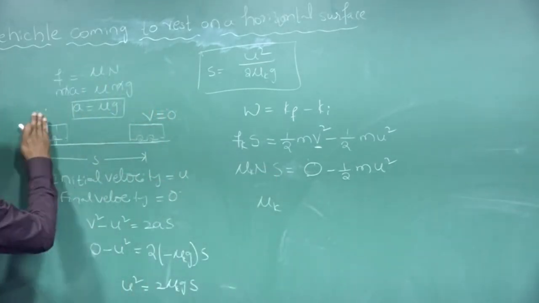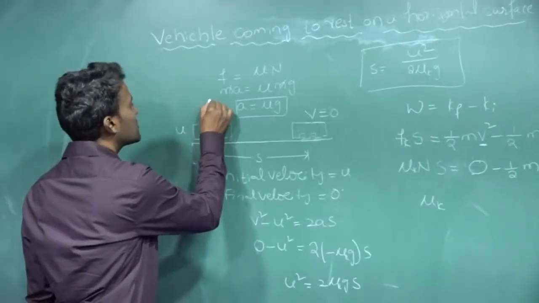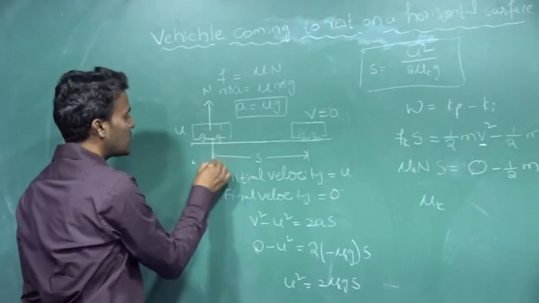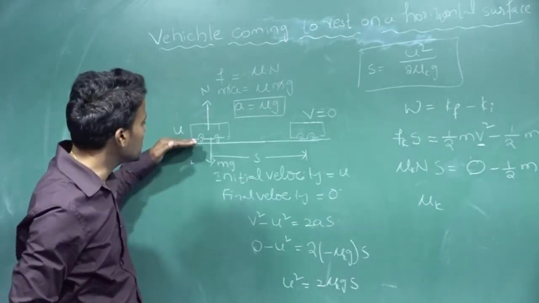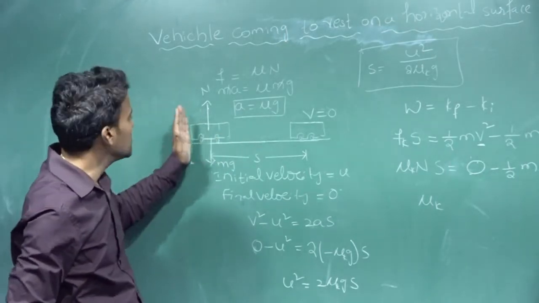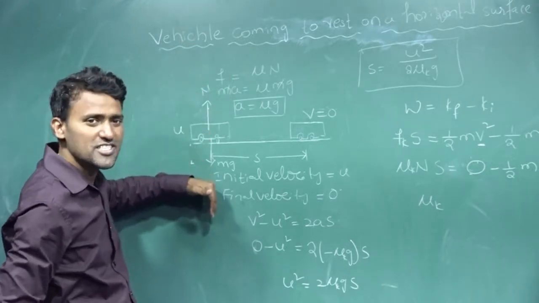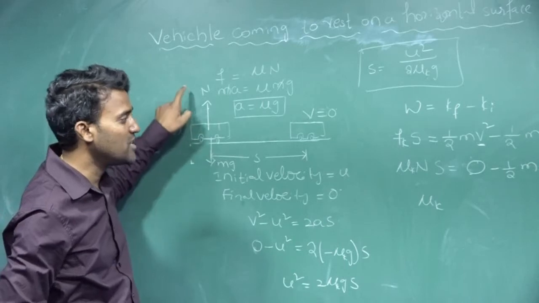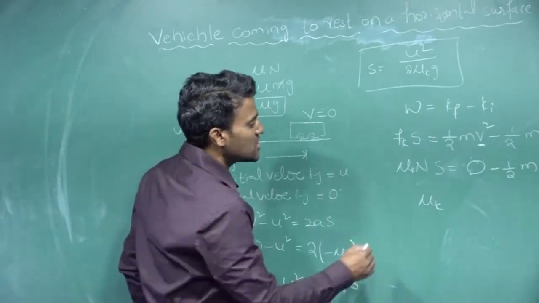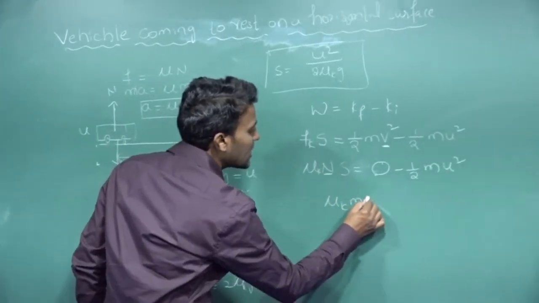See here, the normal force is acting in the upward direction. The weight of the object is acting in the downward direction. The normal force is always perpendicular to the plane of contact. So the normal is upward, the weight of the object is downward. The normal force is balanced by the weight of the object. So N is equal to mg.